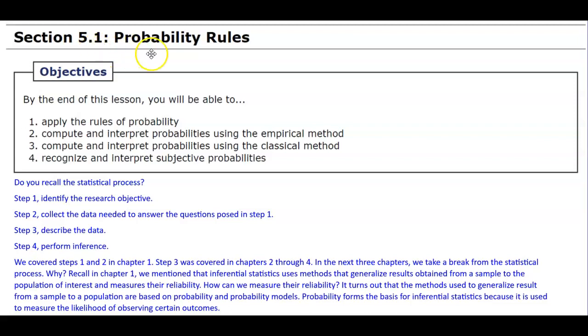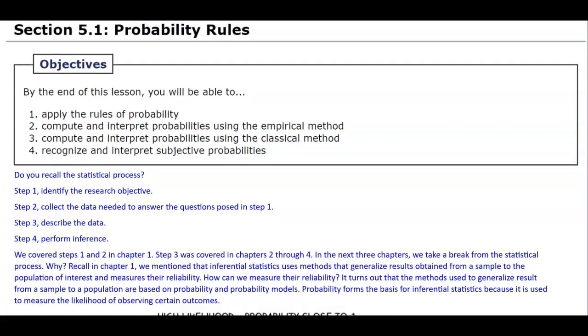Section 5.1, Probability Rules. By the end of this section, you're going to apply the rules of probability, compute and interpret probabilities using the empirical method, compute and interpret probabilities using the classical method, and recognize and interpret subjective probabilities.